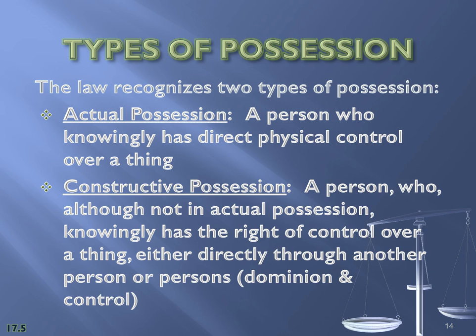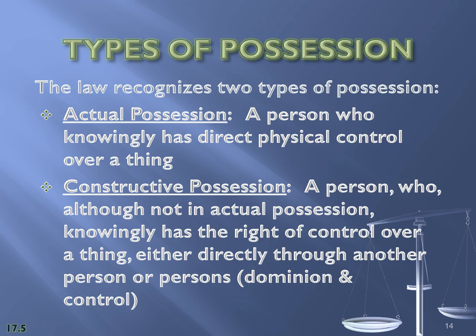So let me go over those again just to make sure that you get it. 2 types of possession, actual and constructive. Actual: a person who knowingly has direct physical control over a thing is then actually in possession of it.